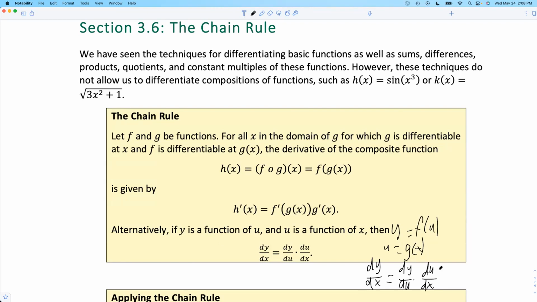So what we really have here is y is f of g of x, because u was g of x. Then y prime would be f prime evaluated at g times g prime.